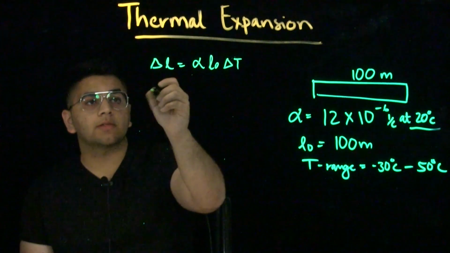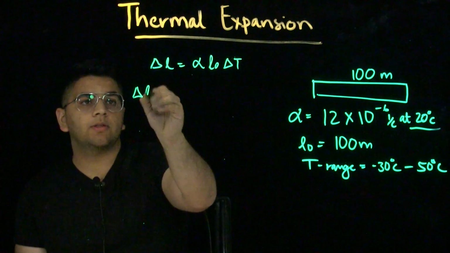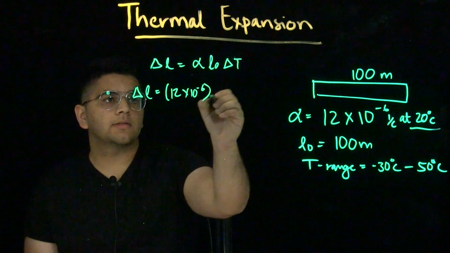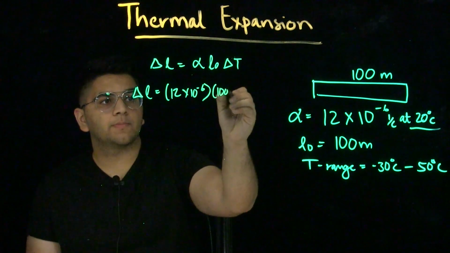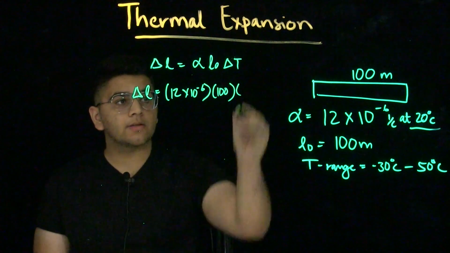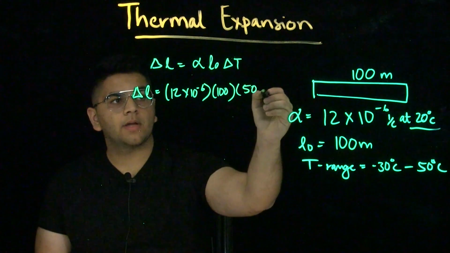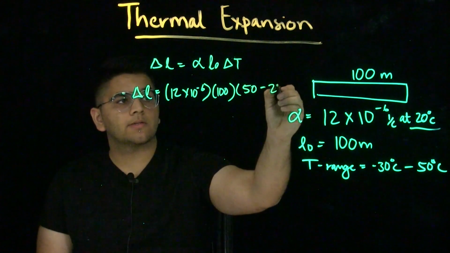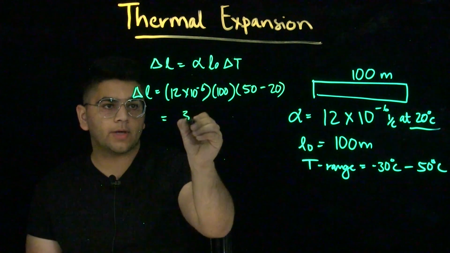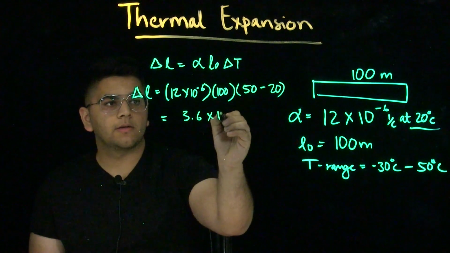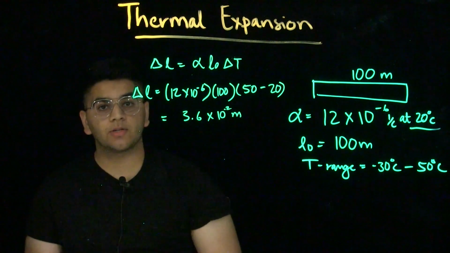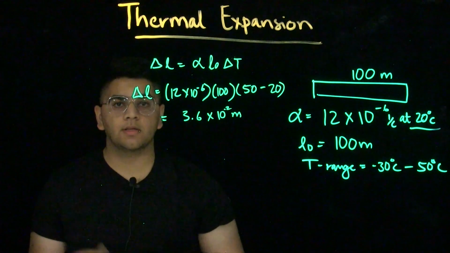So when the temperature increases to 50 degrees, the change in length is 12 times 10 to the negative 6 times our initial length of 100 meters times the change in temperature. Remember, change is final minus initial. Our final temperature is 50 degrees Celsius, and our initial temperature is 20 degrees Celsius. So when we find this change in length, we'll get 3.6 times 10 to the negative 2 meters. This can be the expansion the steel bed can experience when things heat up.